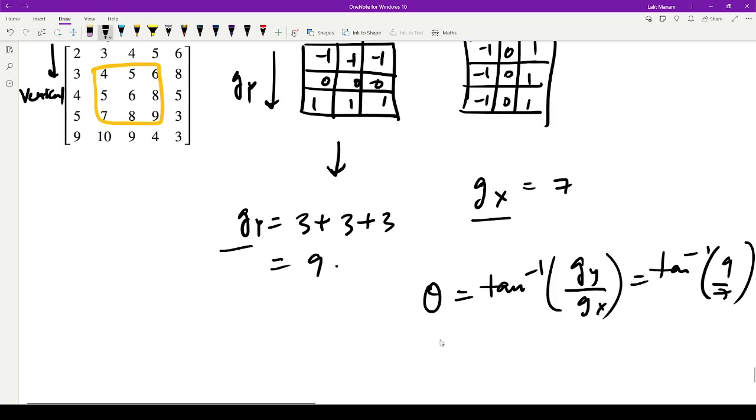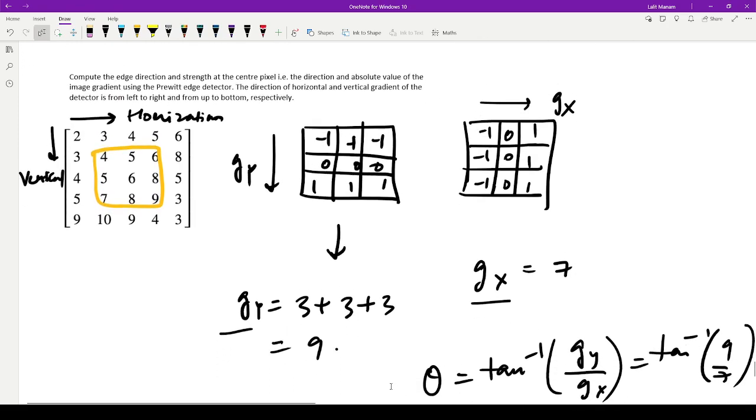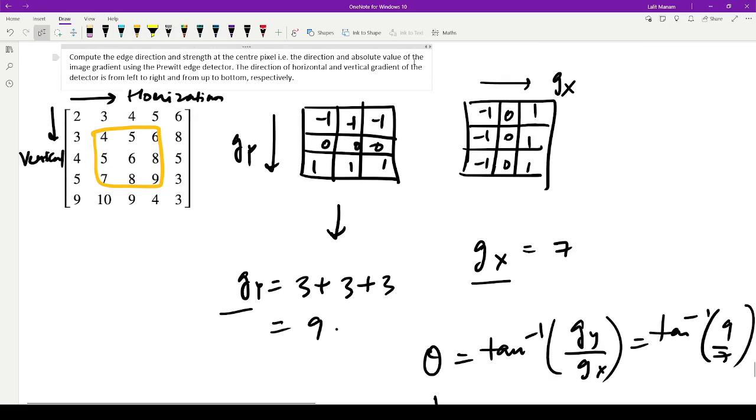So, what is the unit for this? Radians. Yeah, it's always radian. Whatever theta value you get, it will be in radians. So the edge direction will be defined in theta, and yes, the image gradient strength in x and y directions are 7 and 9.